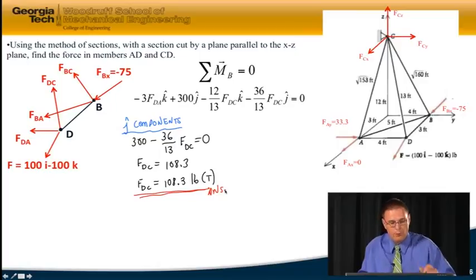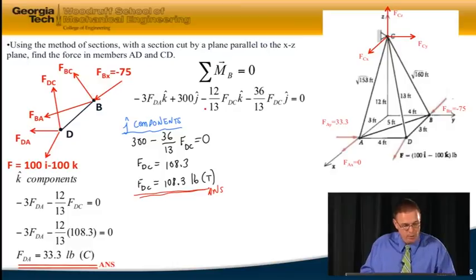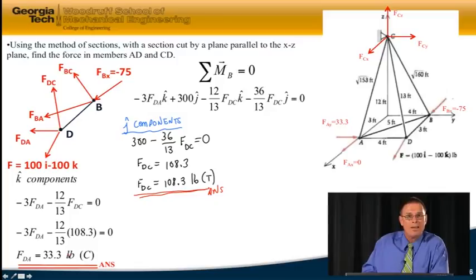And what I'd like you to do to finish up the problem is match components in the K direction to find F from D to A, or the force in member AD. And once you have that, come on back. So what you should have found was FDA ends up being a negative value. Since we assumed it to be in tension, it's negative, it's in compression, and the value is 33.3 pounds. And that finishes up this part of the problem. See you next time.